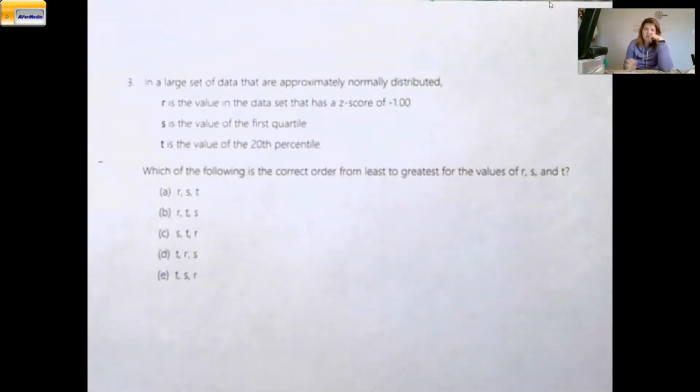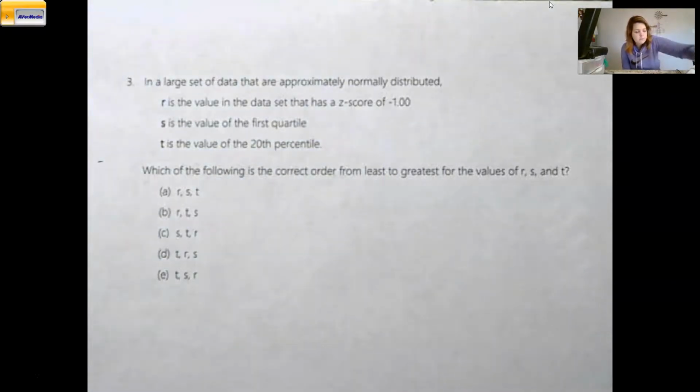Okay, one more problem. I would pause and try this one. I think that this is a really good critical thinking, problem solving skills problem. So I would pause and see if you can do this. And then when you come back, I'll explain my reasoning.